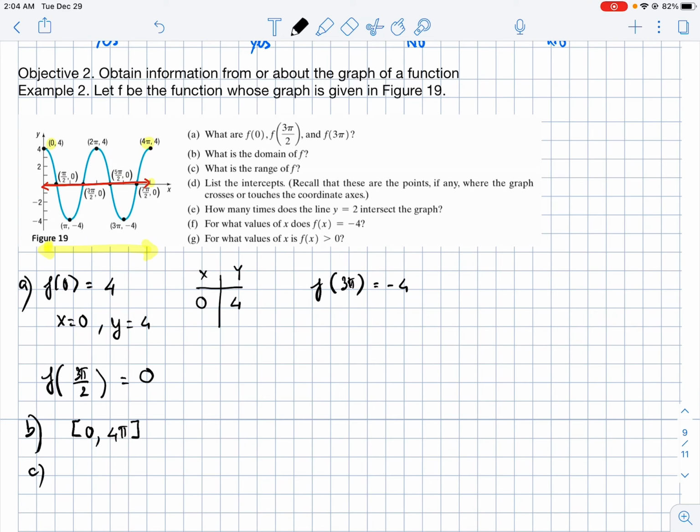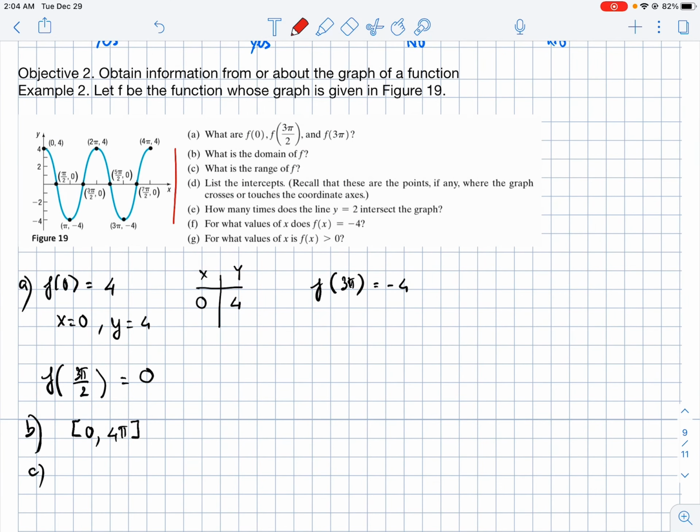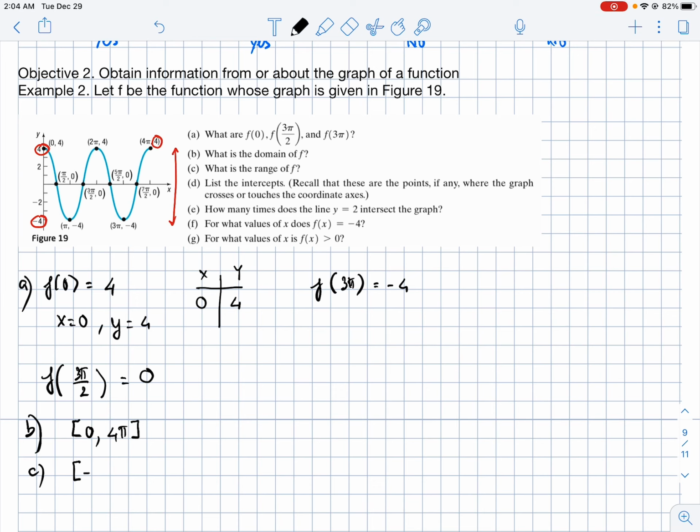And part C, the range. The range is the y part. So we look right here. The maximum for the y is 4, and the minimum is -4. So the range is -4 to 4.